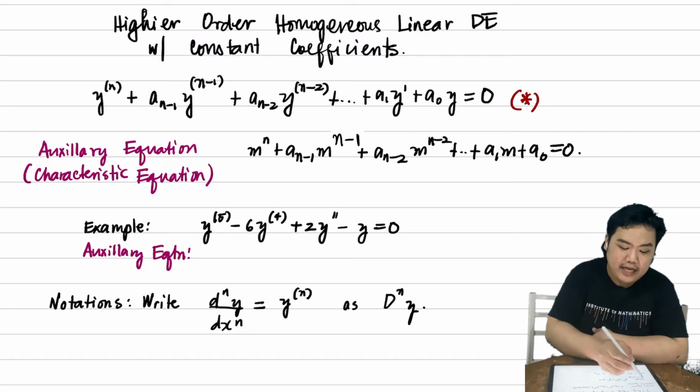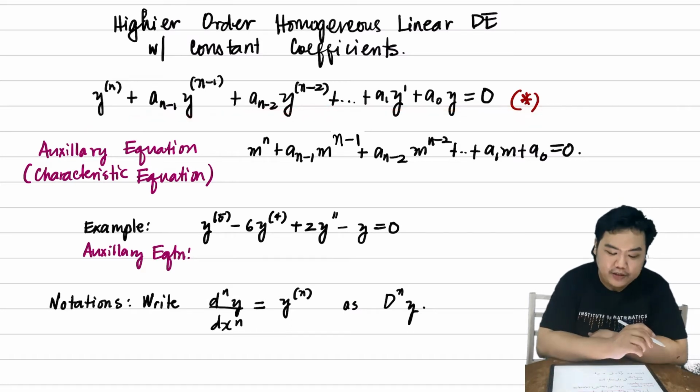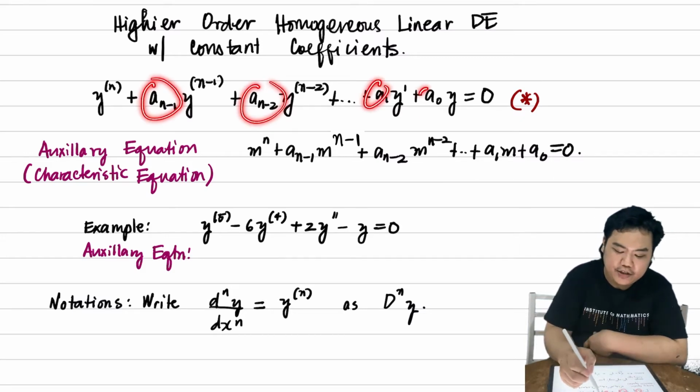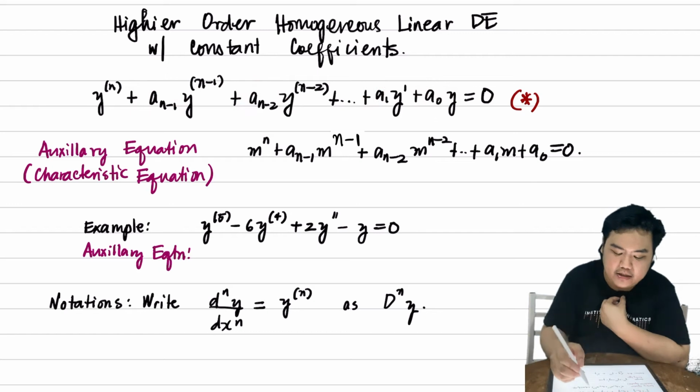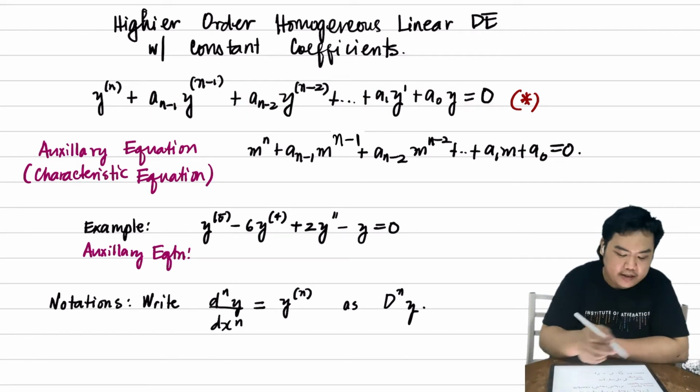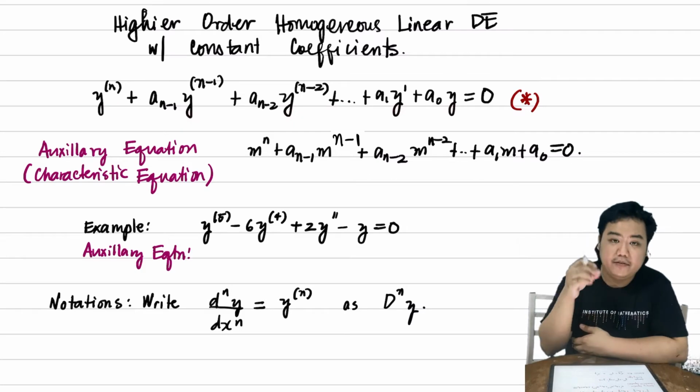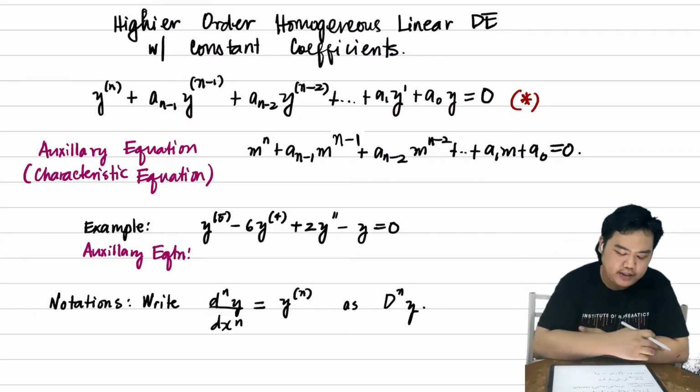Okay, so ito yung tinatawag nating higher order homogeneous linear differential equation with constant coefficients. Etong mga a's na yan are just numbers or just constants. Of course, equal to 0 and they are linear in the derivatives. Yung nth derivative and minus 1 derivative, etc.